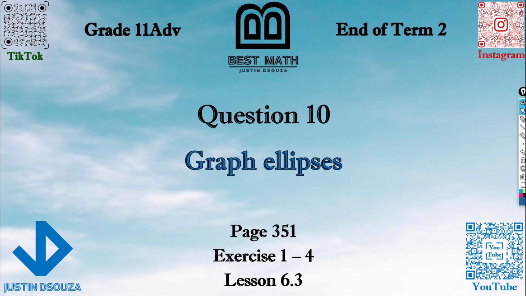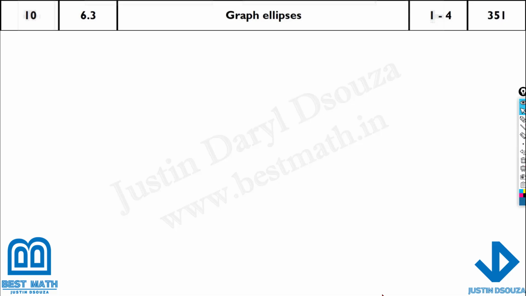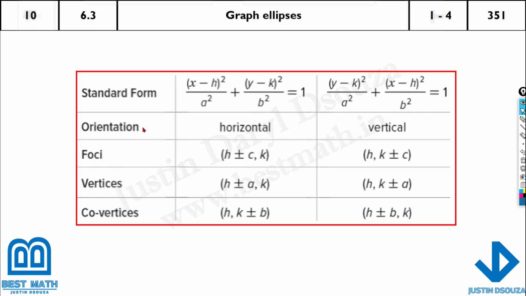This question is to graph the ellipses. It is from lesson 6.3. Before we begin with the problems, let's look into the formulas. Here we can see the standard form. There can be two types depending on the orientation, horizontal and vertical. Let me just tell you what these mean exactly.